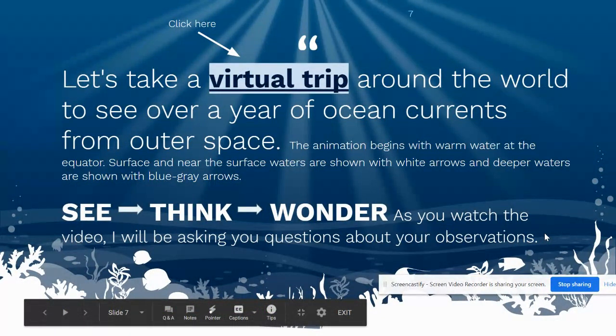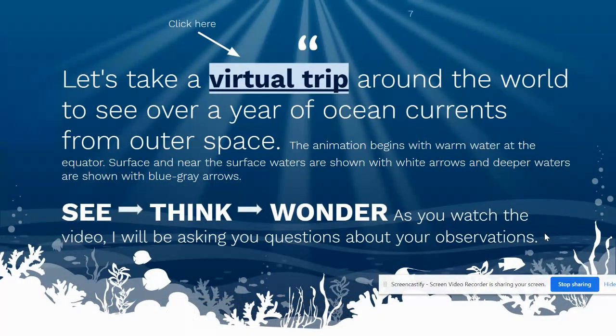Okay, so we're going to take a virtual trip around the world to see over a year of ocean currents from outer space. The animation begins with warm water at the equator. Surface and near-surface water are shown with white arrows, and deeper waters are shown with blue-gray arrows. As you watch this animation, I want you to see, think, and wonder. I'll be asking you questions about your observations, and you can just be thinking of your answers.